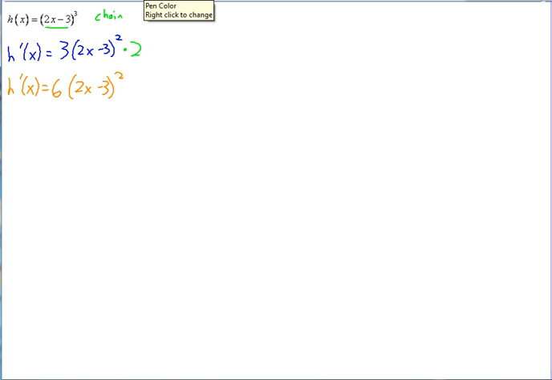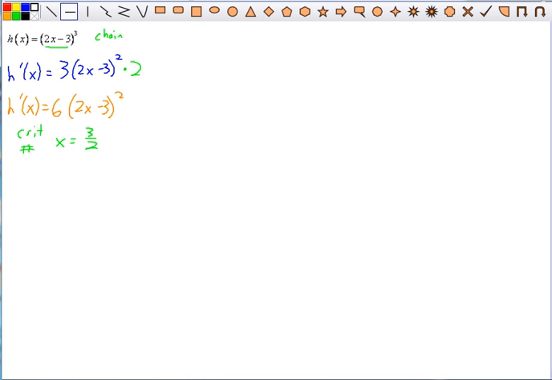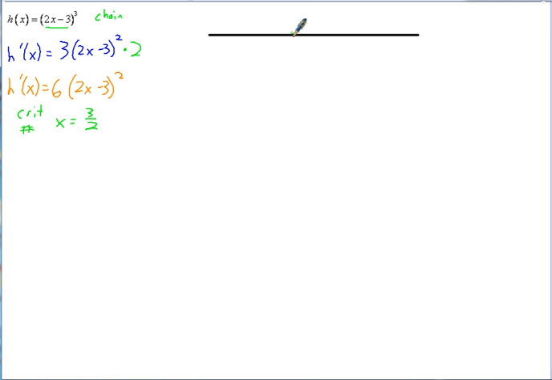So we want to see what makes this 0. Well, 6 can't be 0, there's no x's out there. So if we say 2x minus 3 equals 0, this time we only get one critical number, 3 halves. So that's the only place we might have a local min or max. To see if it is, again, we test the number line. In this case, there's only one critical number, just 3 halves.